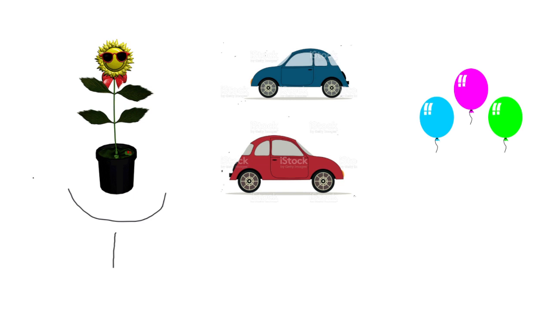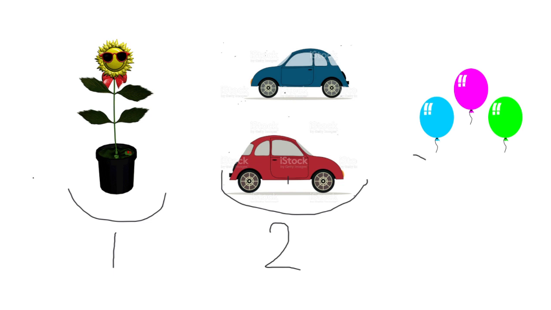Now let's move to the second picture. What are these? These are cars. Let's count how many cars we have. 1, 2. So we have 2 cars. And how do we write number 2? We start from the top. We go round to the right. Then we slide down, then a straight line to the right. And now, so we have 2 cars.